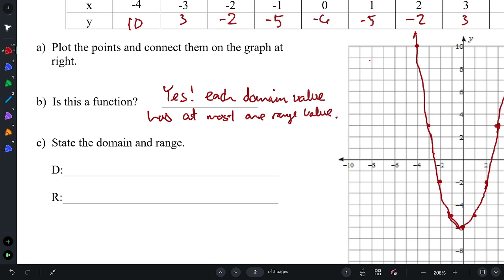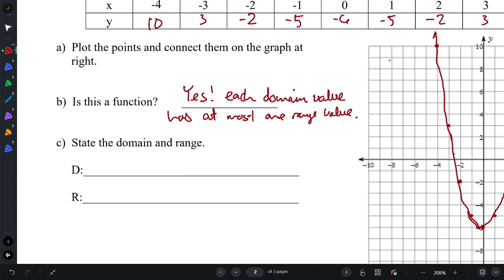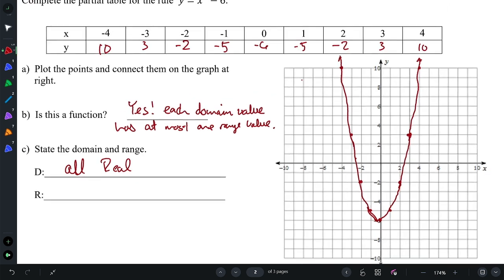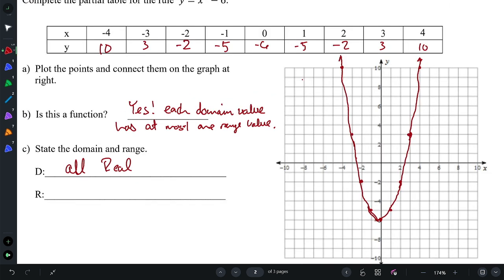Okay. Next, state the domain and range. Okay, for this function, the domain is all real numbers. Right? Literally any real number I could square and subtract 6 from. So I could do this for -6, -8, -100, -1,000,000. It just keeps going, and it's going to get taller and taller. It's going to stretch up more and more.